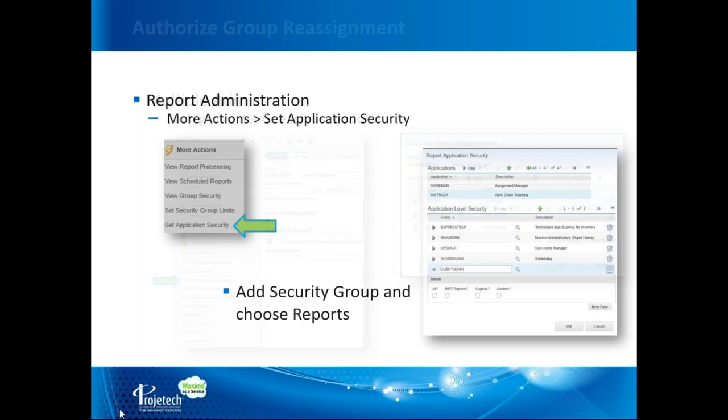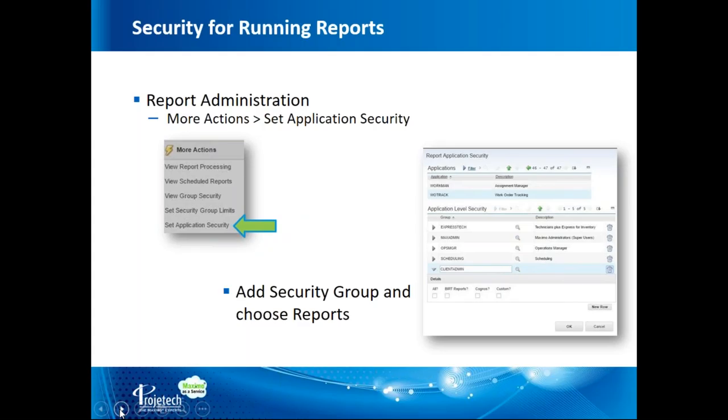Security for running reports can be some important information, especially if you forget it, because sometimes you forget to do it and you also forget where it's located. In the report administration application, if you go to more actions, there's going to be an option called set application security. So if you find an application where you've given the group access to run reports in the security group, but they go to run reports and see no reports listed.